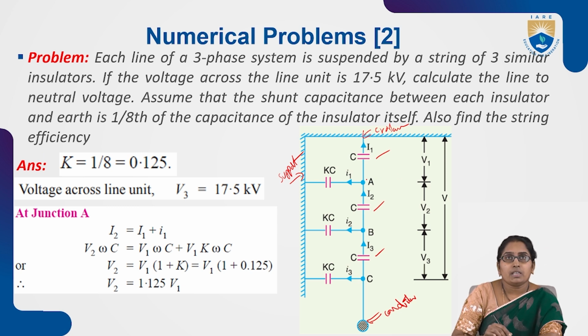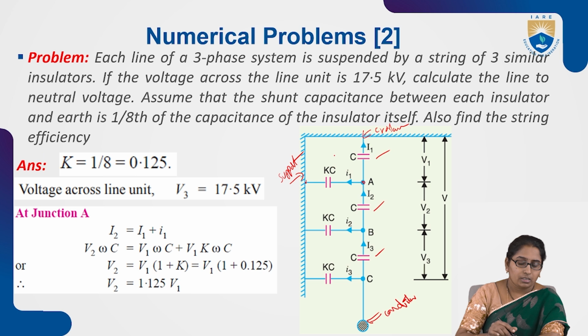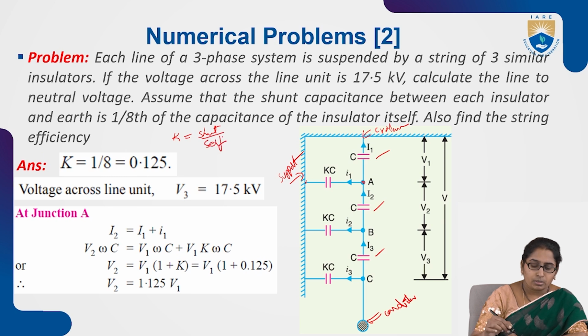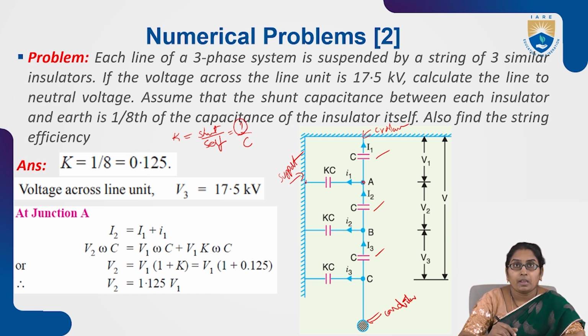Now if we say C is the self capacitance of each insulator, then there is also the shunt capacitance between the insulator and earth. The support is placed on the ground, so we say that this is the earth. Because K is the ratio of shunt capacitance to self capacitance, and this is C, the shunt capacitance can be written as K into C. That's why it is denoted like this.